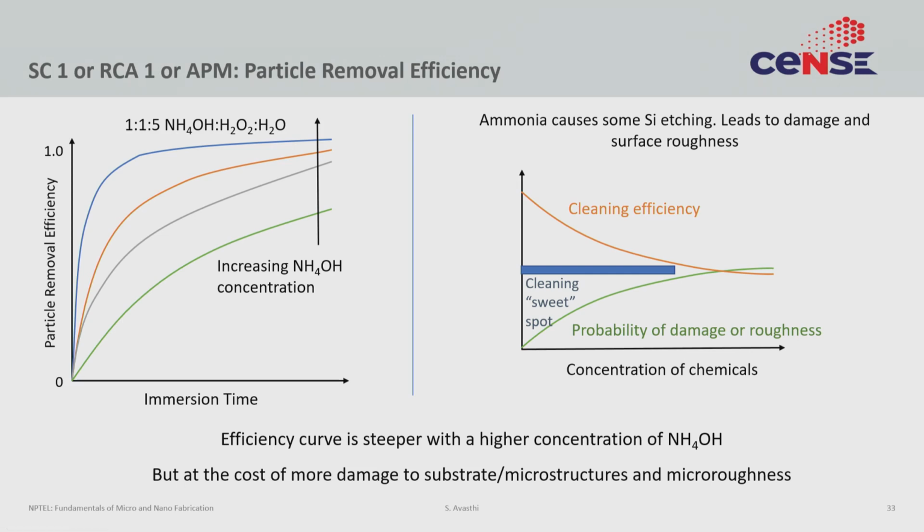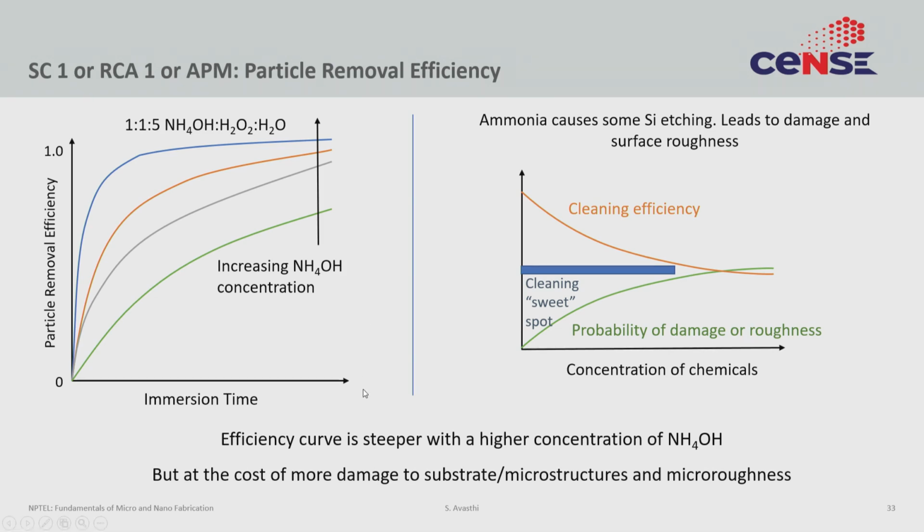The particle removal efficiency depends upon what dilution you are using. The more aggressive dilutions tend to be better at removing the particle. However, once again, you have to be careful, because when you increase the concentration of chemicals, the probability of damage or roughness increases, and at the same time the cleaning efficiency reduces, and again you are looking at this sweet spot in the middle. You want the things to clean, but you do not want the things to get damaged, and this becomes a challenge, right? So you have to play with different concentrations. Start with the lower one. If it's not getting clean, go higher.